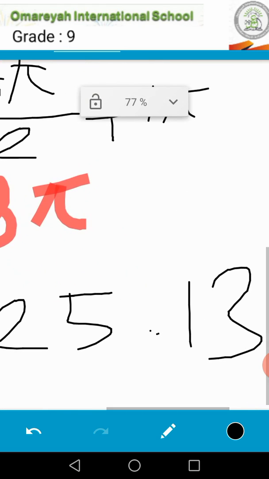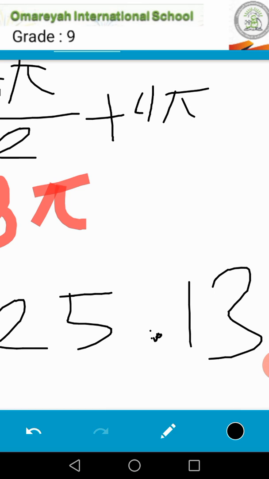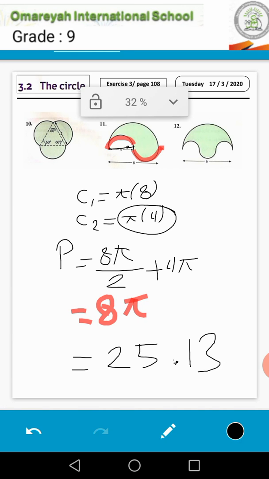Okay, this is the final answer, and this is the perimeter of this shape. Okay, that's everything for this question.